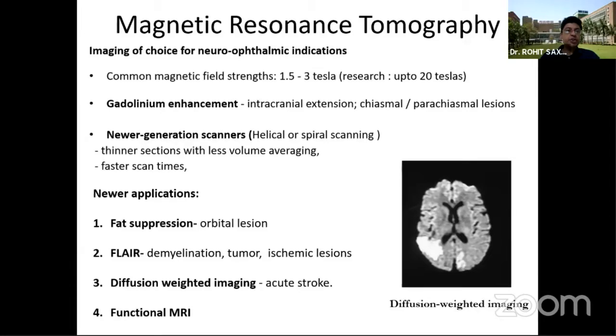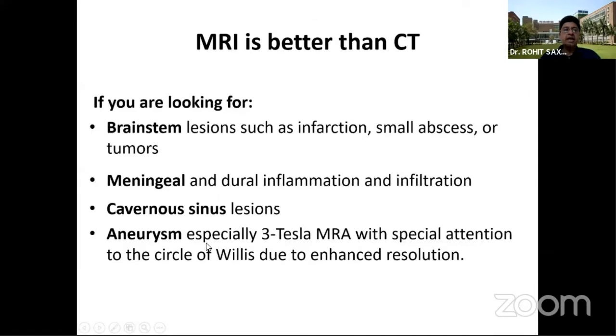Alternatively, the MRI is a choice when you want to look at the brain parenchyma in great depth and try to understand what's happening there. A lot of newer applications have come into the MR, and it's better if you're looking at brainstem, fine lesions like infarcts, small abscesses, tumors, meningeal and dural inflammations, cavernous sinus lesions, and for very small or fine aneurysms.